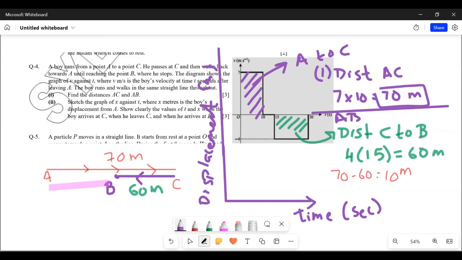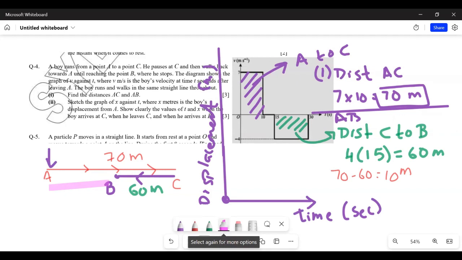Okay. So firstly, he starts at A. So at A, of course, the displacement is 0. Displacement is the shortest distance from the starting point. So at A, the displacement is 0. Then from A to C, the distance is 70 and the displacement is also 70. Displacement is the shortest distance between 2 points. So it's going to be 70.